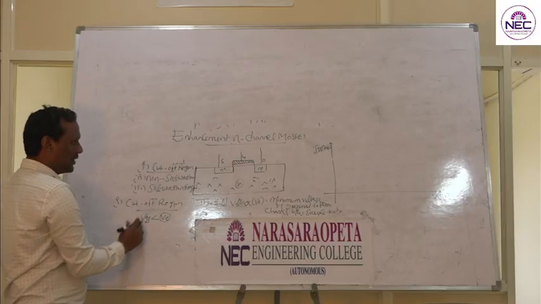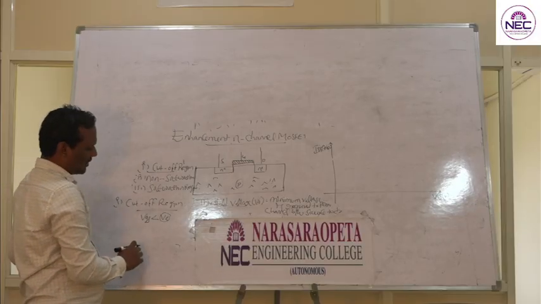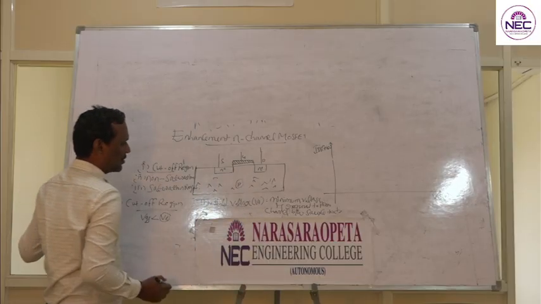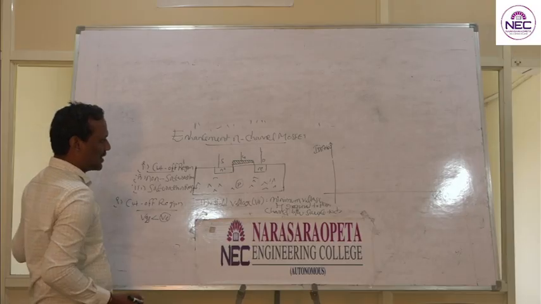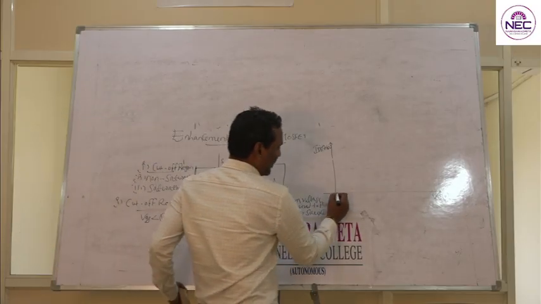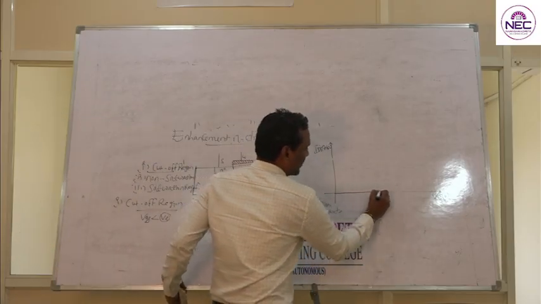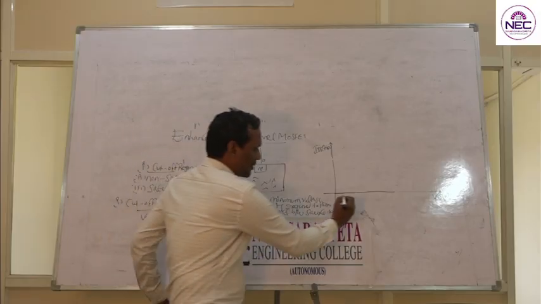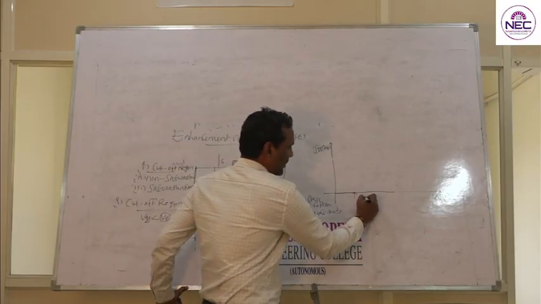So in the cutoff region, the VGS is less than VT. That means there is no channel existing between source to drain. So obviously no current flows in the device, even though we are applying the VDS. So the value of the IDS is 0. So this is called the cutoff region.